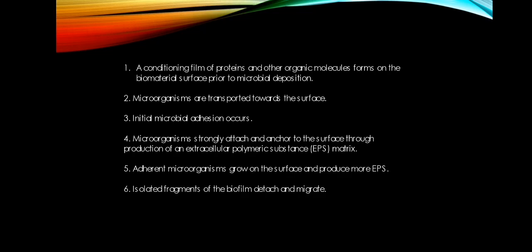All biofilms form with a basic sequence of events. One, a conditioning film of proteins and other organic molecules forms on the biomaterial surface prior to microbial deposition. Two, microorganisms are transported towards the surface. Three, initial microbial adhesion occurs. Microorganisms strongly attach and anchor to the surface through production of an extracellular polymeric substance matrix. Adherent microorganisms grow on the surface and produce more EPS, and finally, isolated fragments of the biofilm detach and migrate.